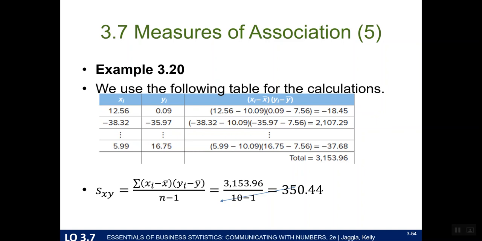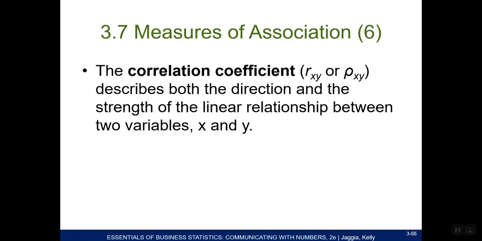So covariance has some limited uses. We can say, okay, yeah, they're positively related, but we don't know how positively related, how correlated are they. So that's where we get into the correlation. So the correlation coefficient is looking at both the direction and the strength of the linear relationship. So for the sample, we're going to call that r subscript XY.